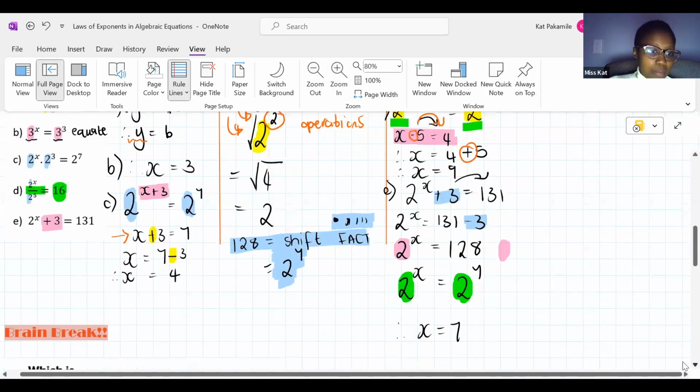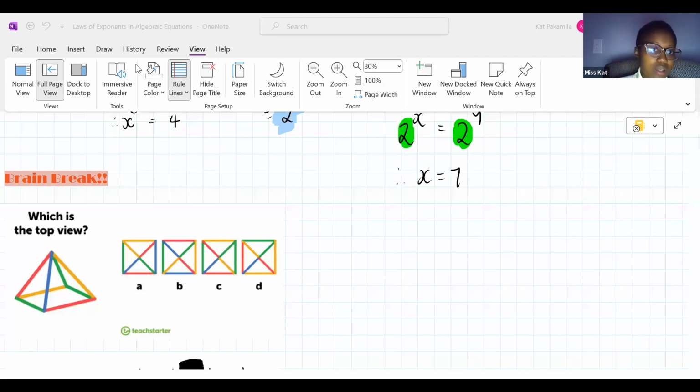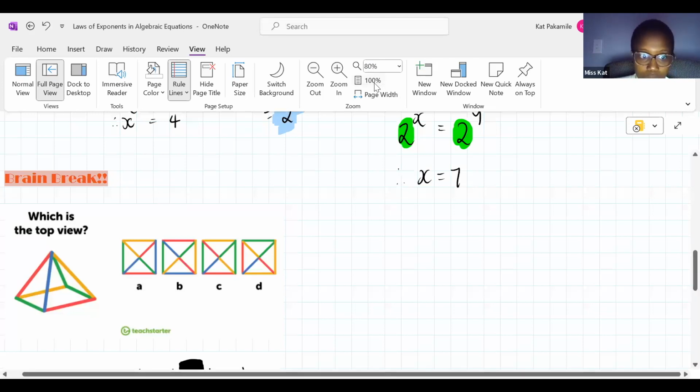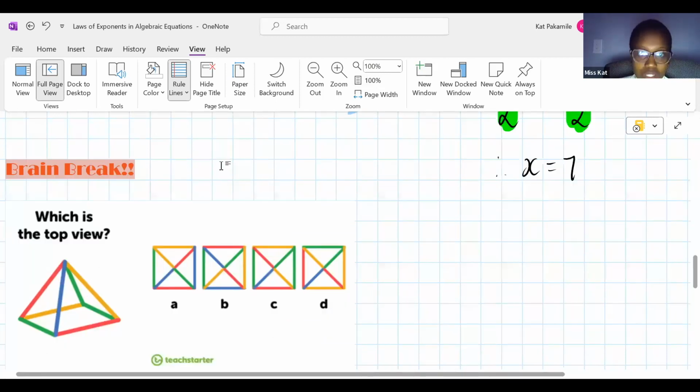Okay, brain break. That is our shape on the left. Which one is the top view? Let's see what you guys have to say. That's beautiful, Mao. I like it when you guys are understanding. Which one is the top view? Should I zoom in a little bit more? Let's see. Here we go. Which one is the top view? Let's see. Who has their hand up? Mulemo. Yes, Mulemo.